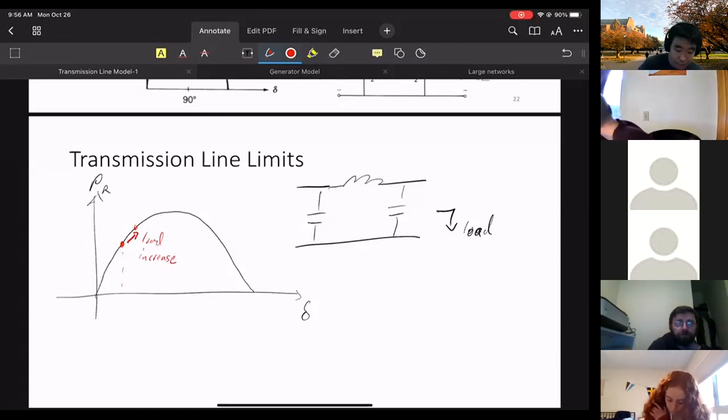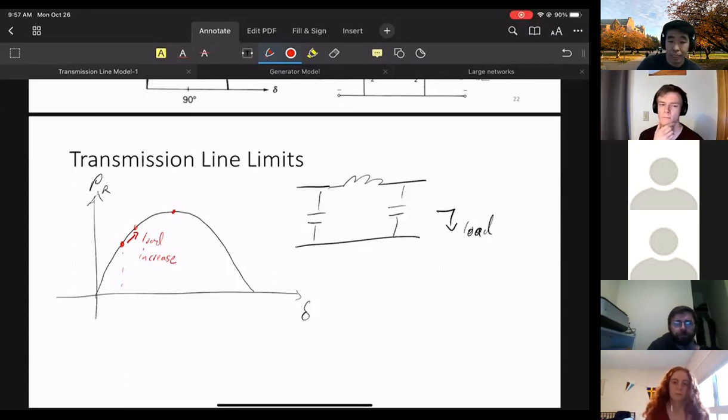Now, let's think about this. If I'm already operating at the maximum power I can transfer, and then the load still increases, then what happens? Right? So let's say I'm sending power at the maximum I can send, but I'm sending this to a load. So let's say somebody flips one more light on, or you attach some other load to this end, you try to charge one more computer. Then what happens to the generator? What happens to my system?